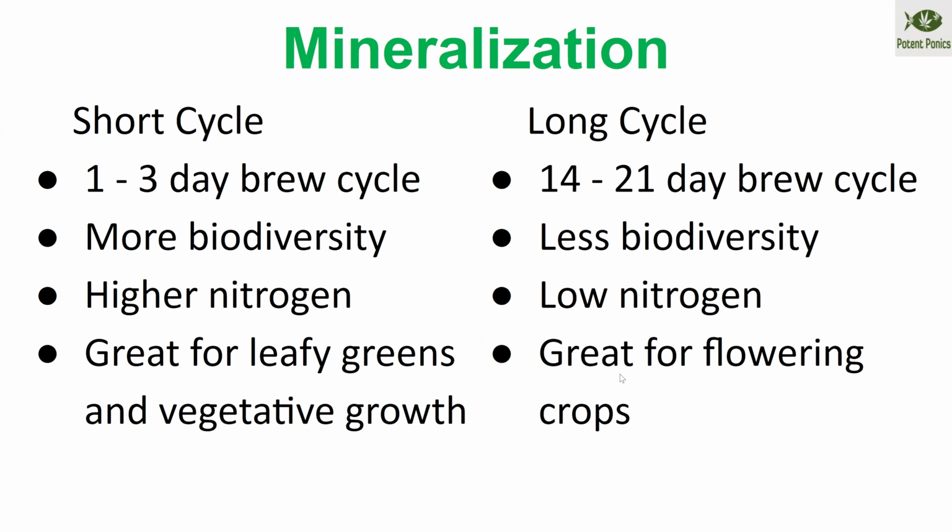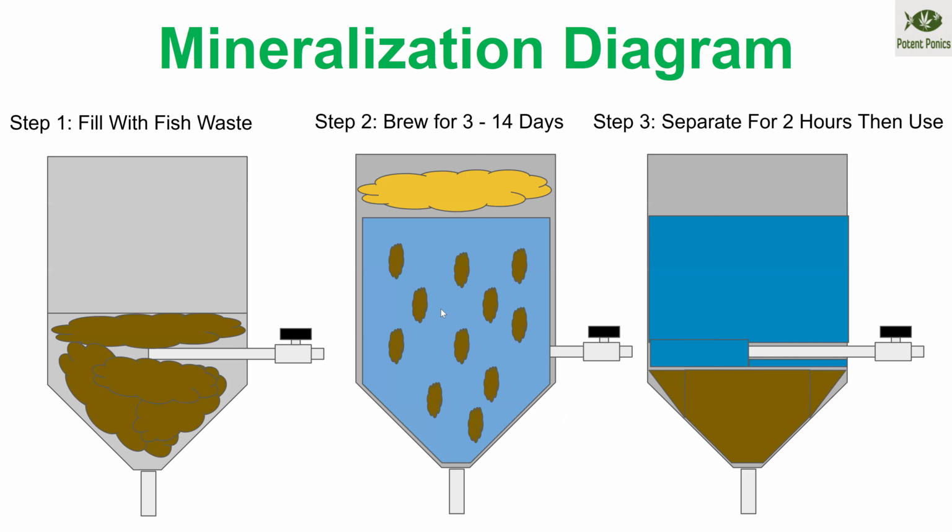All right, mineralization. Again, for leafy greens in the earlier part of the grow season, a 1 to 3 day brew cycle, 24 to 72 hours, is what you're dialed in for. And then for the second half of the grow season, you want something with a lot less nitrogen because you're not trying to push growth as much as you are flowering and fruiting, so you're going to go for that 14 to 21 day brew cycle for your teas, brews, ferments, etc.